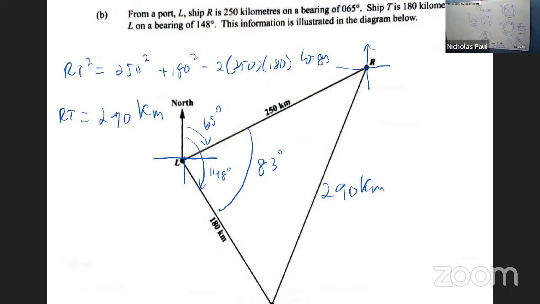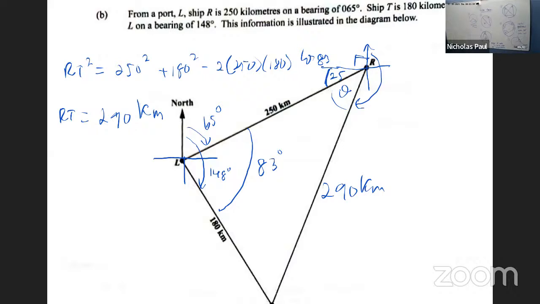Right? So what do we need? We need this entire bearing here, correct? We need that entire bearing there. So we need theta. We know that up there is 90, and we know that here is 90 minus 65, which is 25, right? That's okay. So we just need theta.